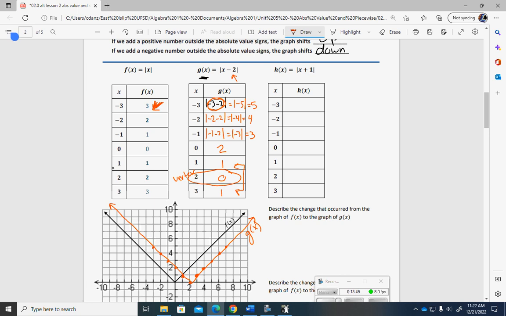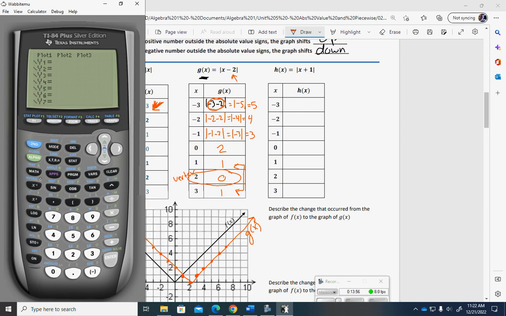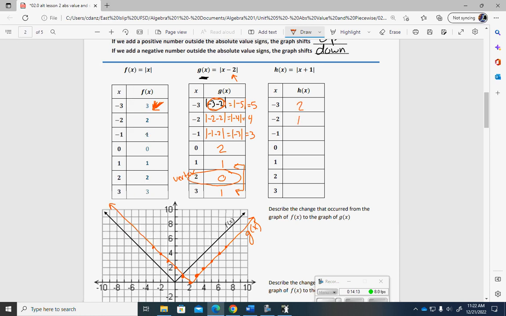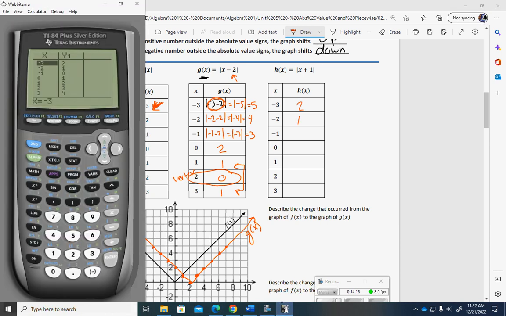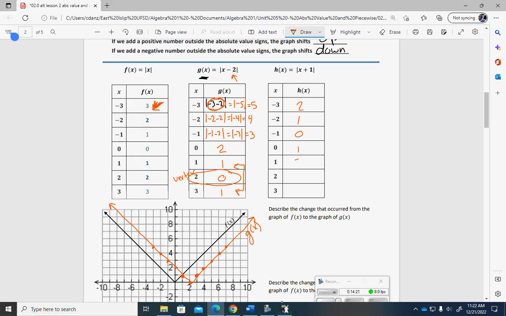Let's fill in the table for h of x. I'm just going to use my calculator. Again, in math, over to num, ABS, and x plus 1. And go look at your table and copy the information. And plot your points.